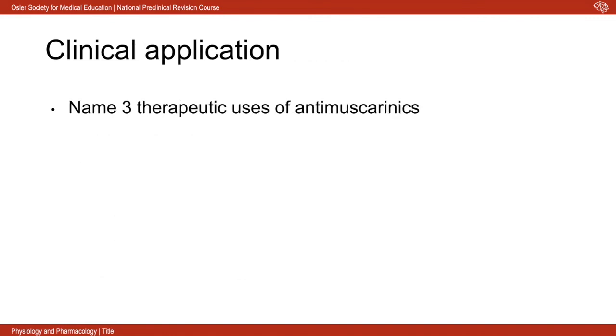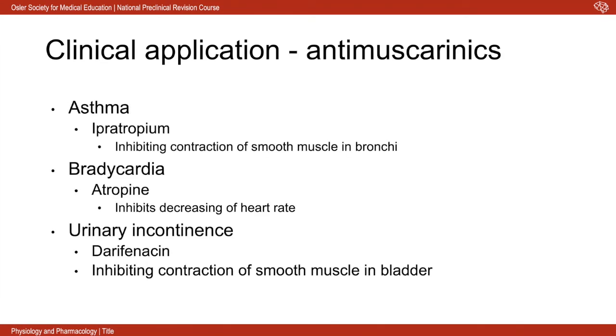So in terms of clinical application, we'll just pause for a second and try to write down 3 therapeutic uses of antimuscarinics. The first clinical application is ipratropium for asthma, which inhibits the contraction of smooth muscle in bronchi. Atropine for the treatment of bradycardia, which inhibits the decreasing of the heart rate. And darifenacin, which inhibits the contraction of smooth muscle in bladder and is used to treat urinary incontinence.